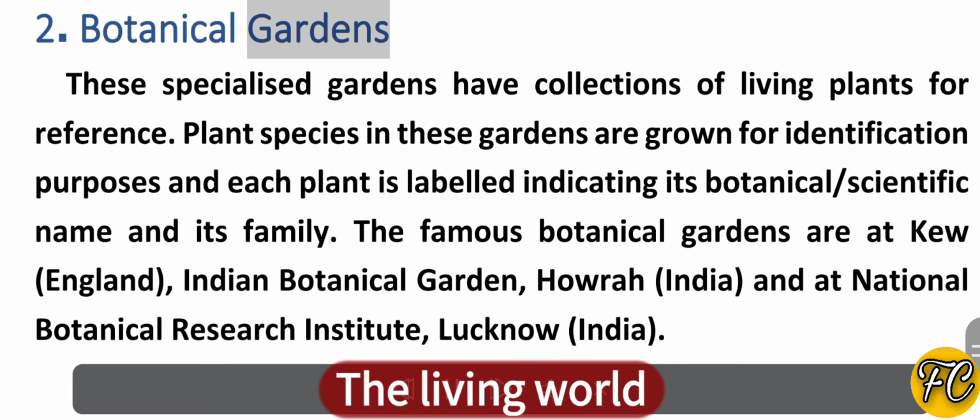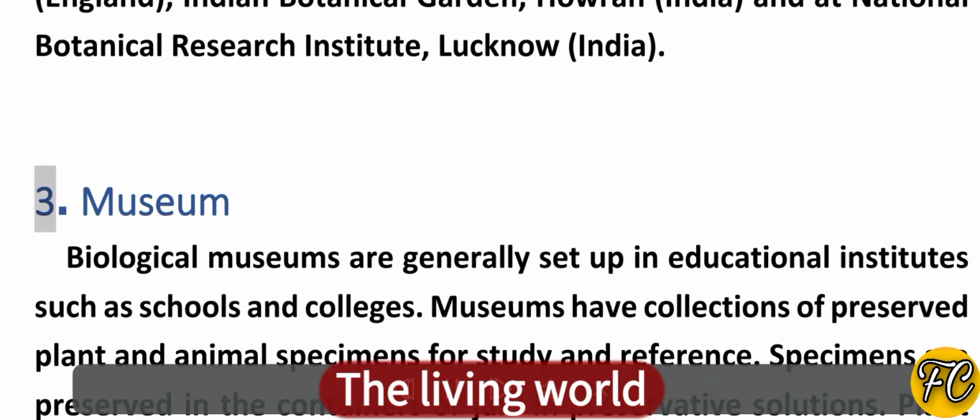2. Botanical Gardens. These specialized gardens have collections of living plants for reference. Plant species in these gardens are grown for identification purposes and each plant is labeled indicating its botanical scientific name and its family. The famous botanical gardens are at Kew, England, Indian Botanical Garden, Howrah, India, and at National Botanical Research Institute, Lucknow, India.